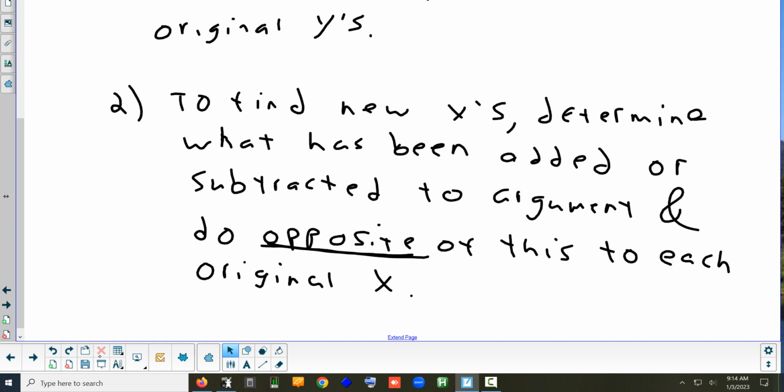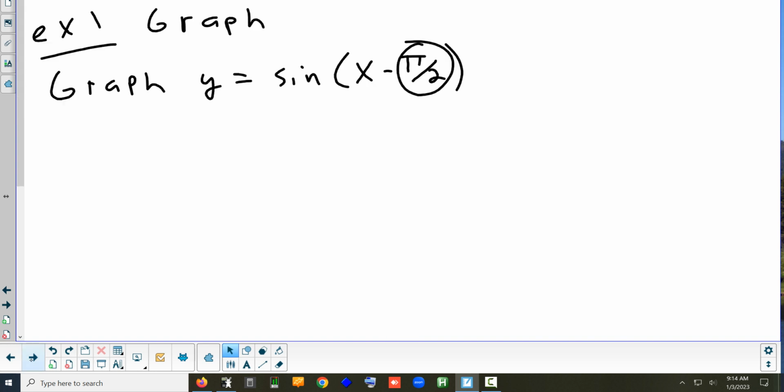Doing a problem involves 2 things. 1 is making a table of numbers. 2 is sketching. We'll start with the table, and then we'll do a sketch. All right, so we want to graph sine of x minus pi over 2. All right, so this is the first one we're doing. I'm going to write down the original table right here so I can see it, and then I'll do the new table.